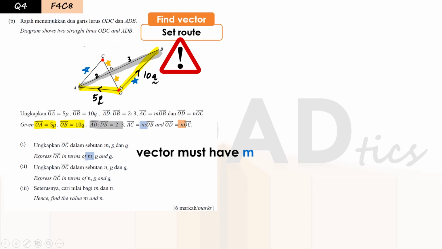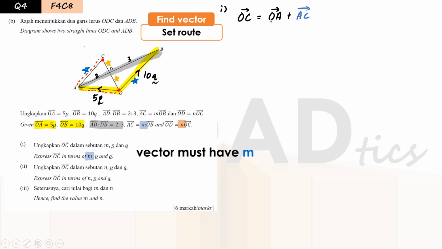So from here, I think we can go from O to A, right? Why I choose O to A is because this line is highlighted, which means there is the vector already, so it's easier for us to find the other vector. So O to A, and then I can go from A to C, because I need a vector that uses M. Alright, so this will be our route for OC: go from O to A, and then A to C.